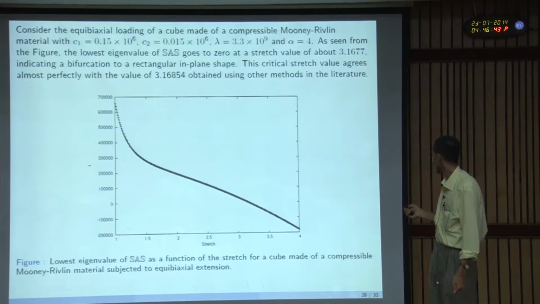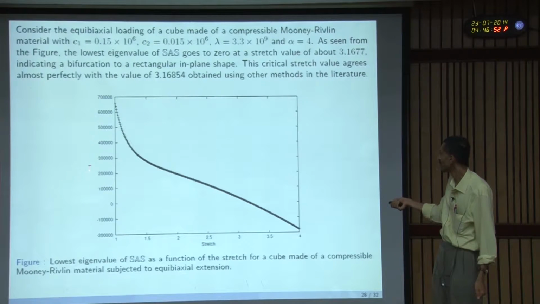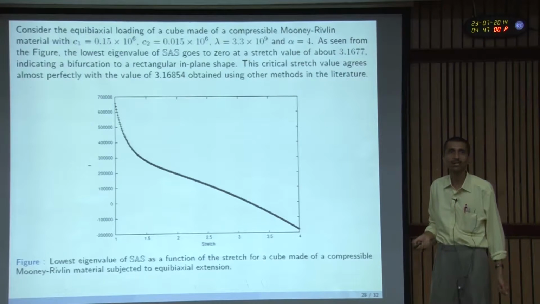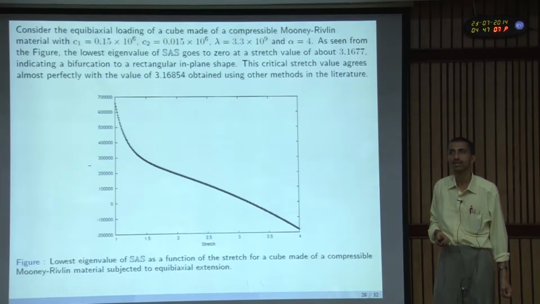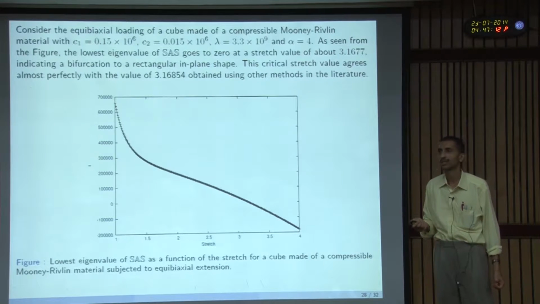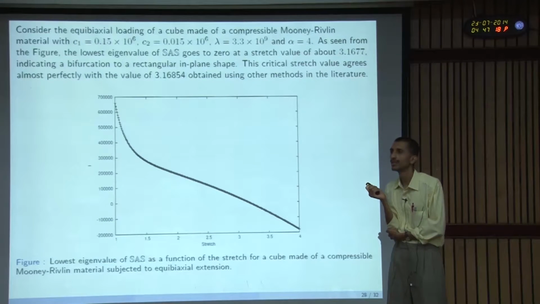So what we are showing is that this is not the stress. This is the eigenvalue. This is the lowest eigenvalue. It says here lowest. It has not come out properly. So the lowest eigenvalue becomes 0 here at around 3.16. It's not a stress. It's an eigenvalue, just to show the criterion. Right. Those are the existing ones.